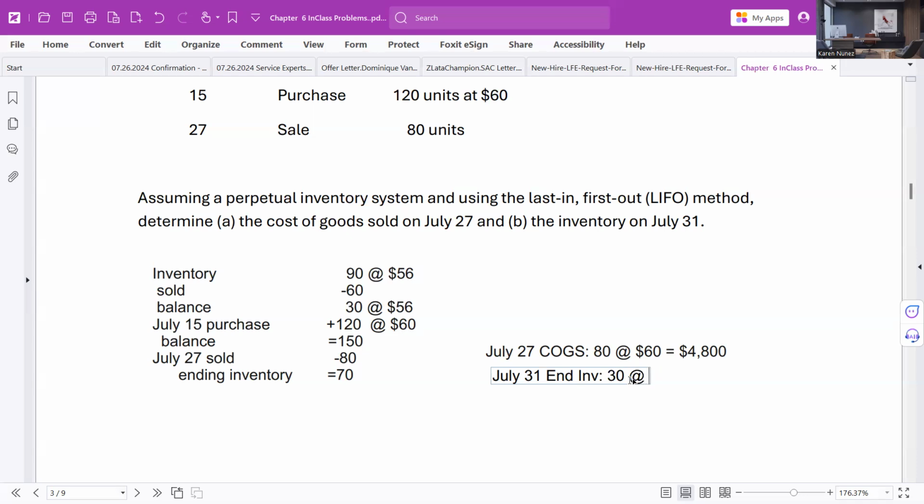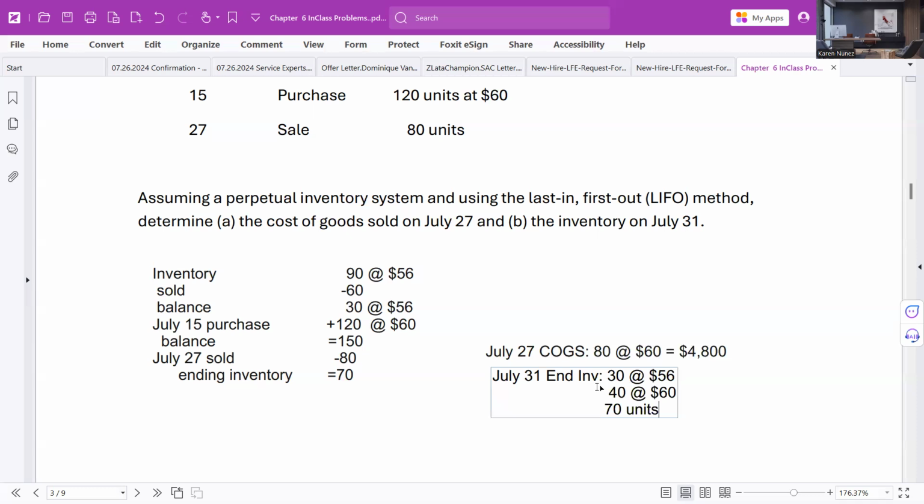at 56 and 40 at 60. How did I know that it was 40? Well, because the total has to be 70. All right. Total has to be 70 units because that's all we have left here at the end of the period.